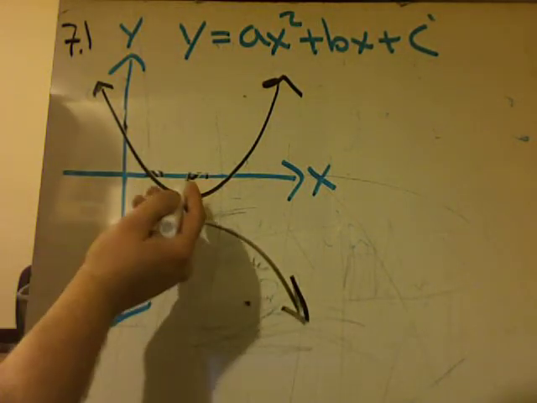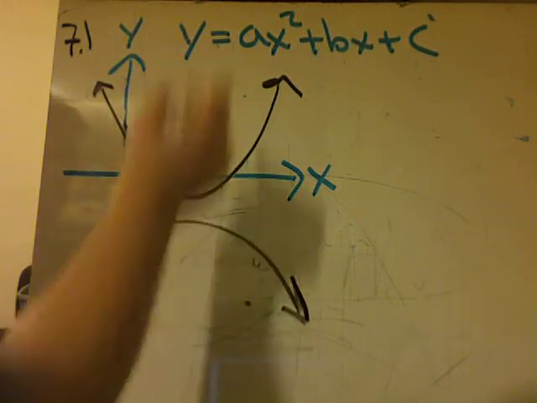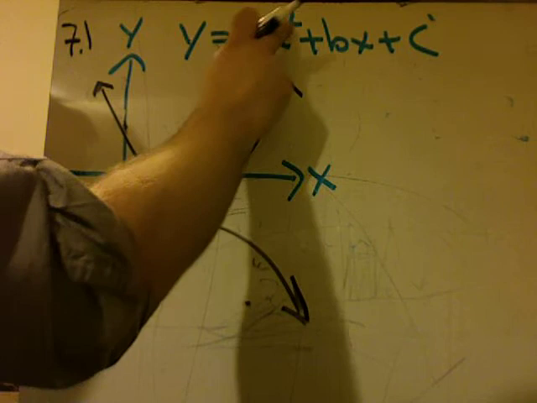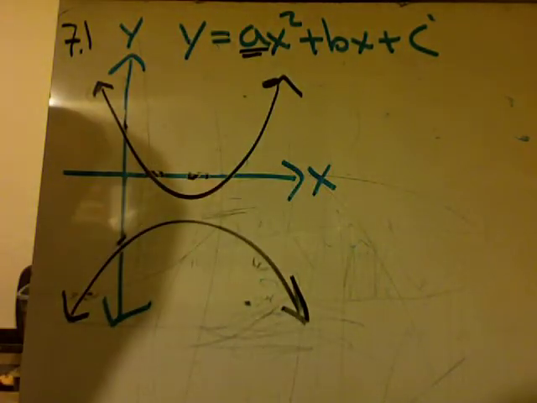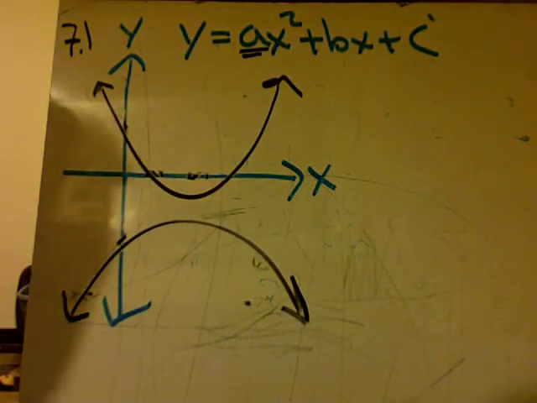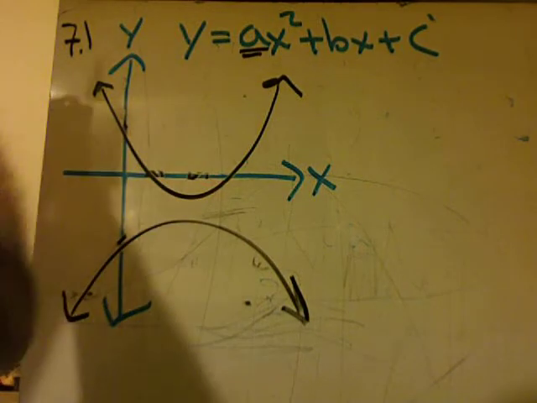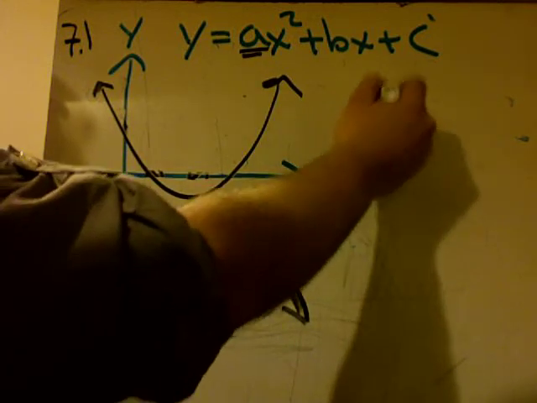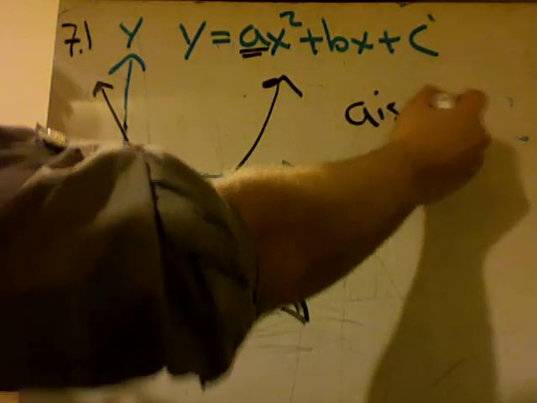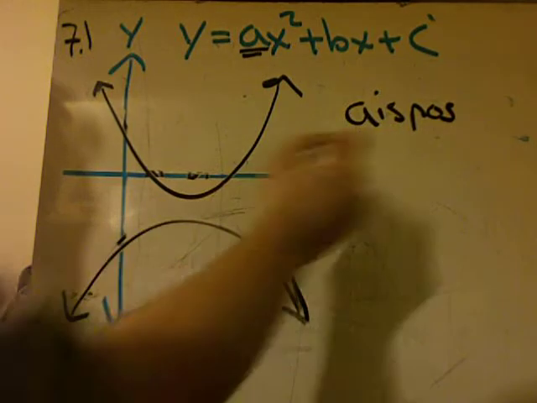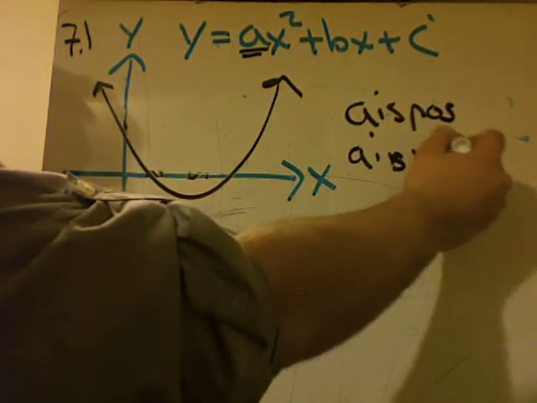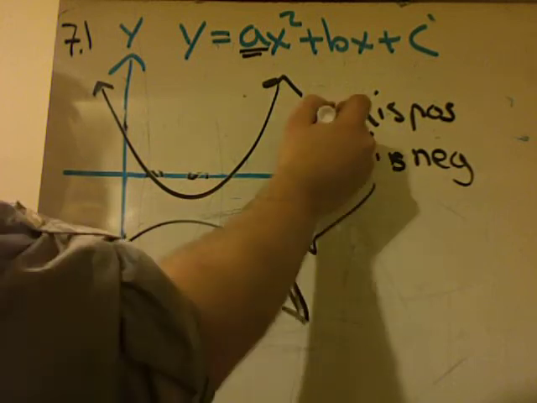What determines whether it points up or whether it points down is A. A is the coefficient in front of the term with the square in it. Okay, so if A is positive, it points up. If A is negative, it points down.